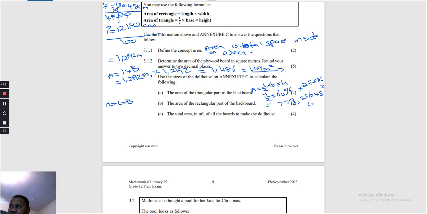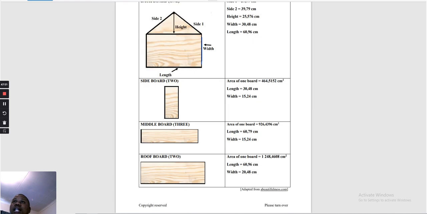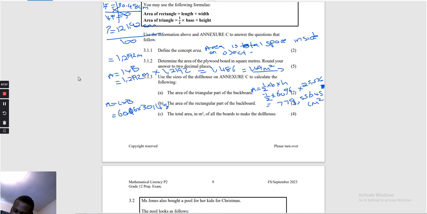55648 centimeter squared. Okay, so let's go back here. The length is 96 multiplied by 30,48. Is it 30,48? Yeah, 30,48. So we multiply the width by the length. So 60,96 multiplied by 30,48.